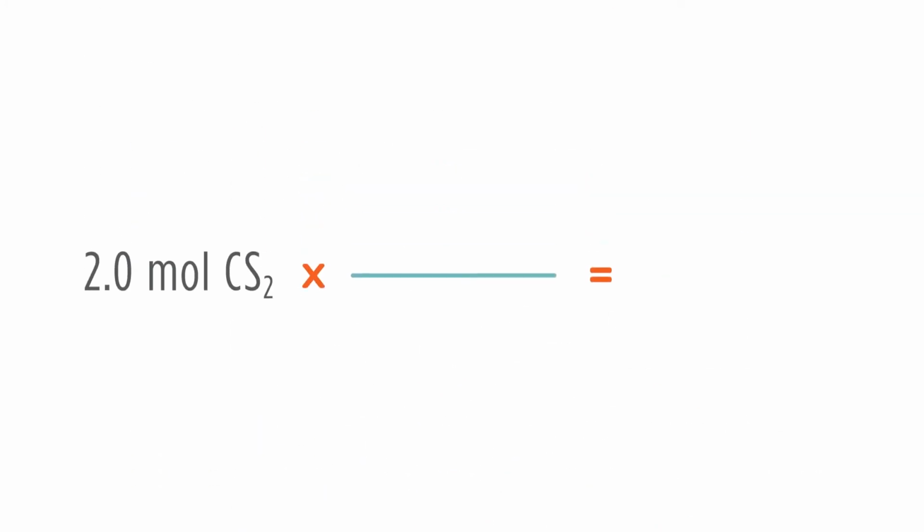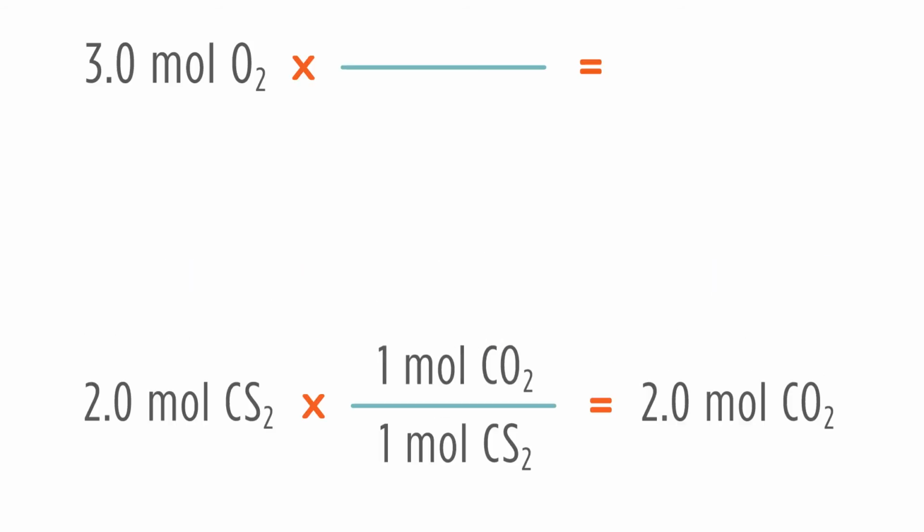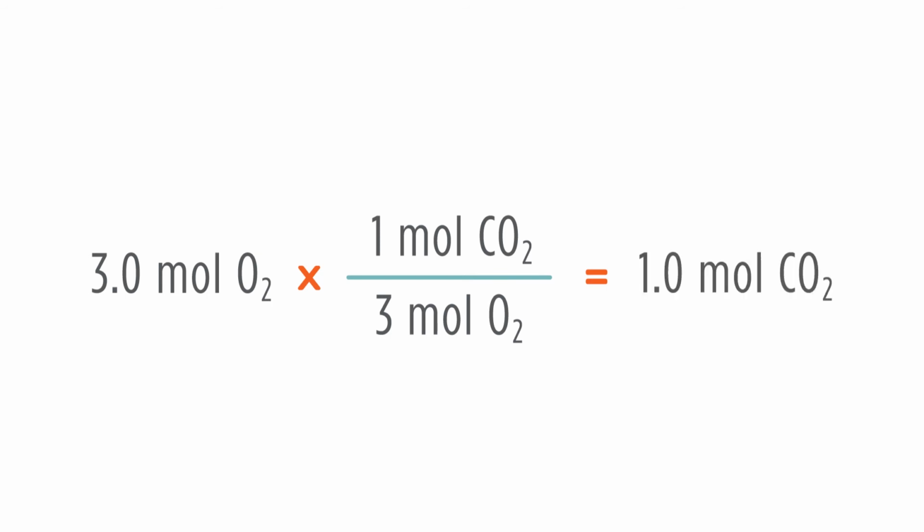So starting with 2 moles of carbon disulfide, again, we're going to convert this. Here we don't have to go through the grams. We can just look at the moles. We do the calculation here, and again, 1 over 1 from the stoichiometric coefficients from our balanced equation, and we get 2 moles of carbon dioxide. We do the same thing with oxygen, 3.0 moles of oxygen. Going to multiply that by the stoichiometric coefficients. In this case, we notice that there is 3 moles of oxygen for 1 mole of carbon dioxide in our stoichiometric coefficients. Therefore, we're going to end up with a product of 1 mole of carbon dioxide.